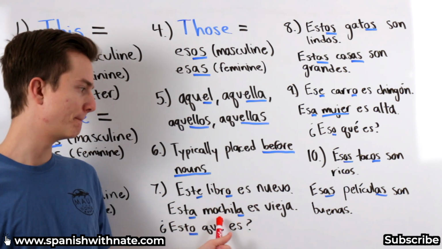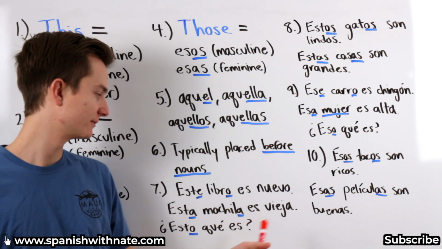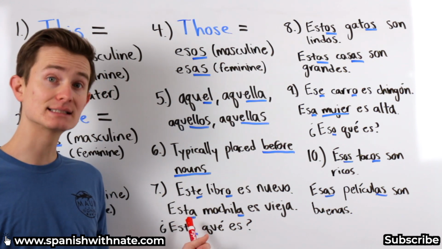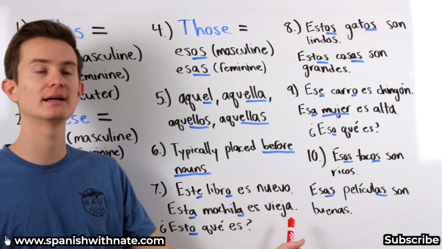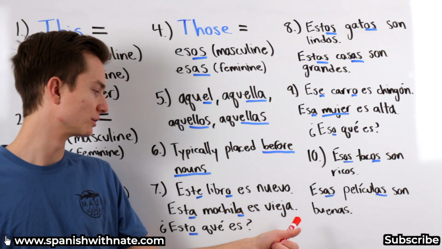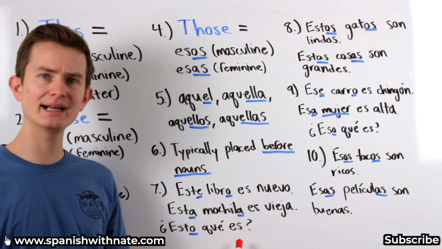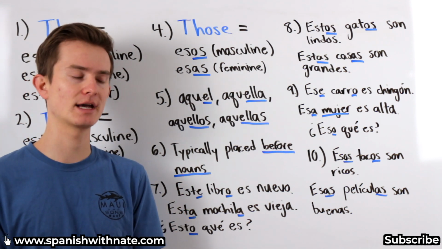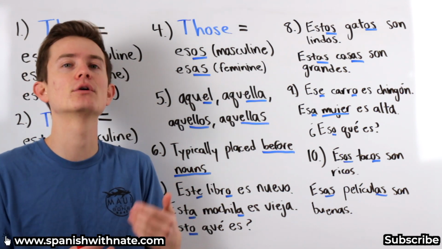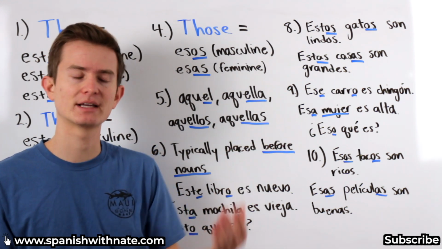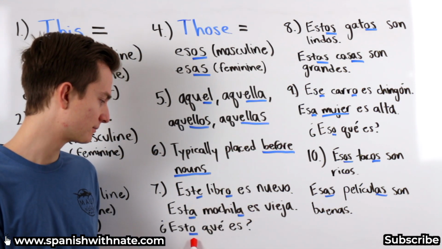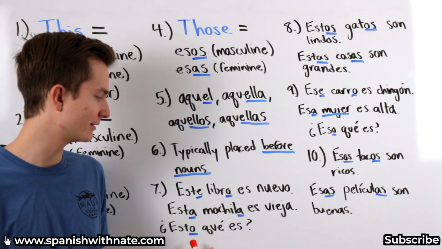Esta mochila es vieja. Okay, this backpack is old. Okay, esta, not ésta. Esta mochila es vieja. Okay? This backpack is old. ¿Esto qué es? What is this? Okay, let's see. I see something. I don't know what it is. I don't know its gender. Hey, ¿esto qué es? ¿Qué es esto? Okay, what is this? Okay, esto. Remember, the neuter form. It doesn't have a gender.